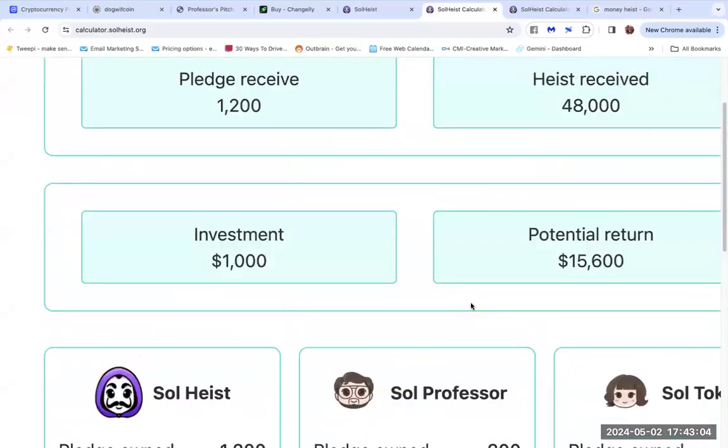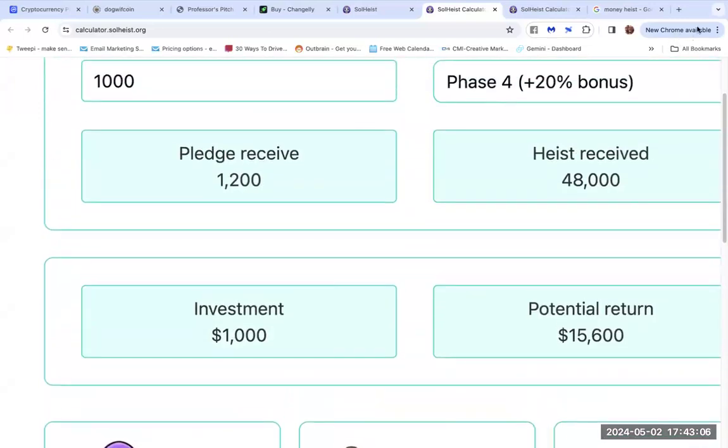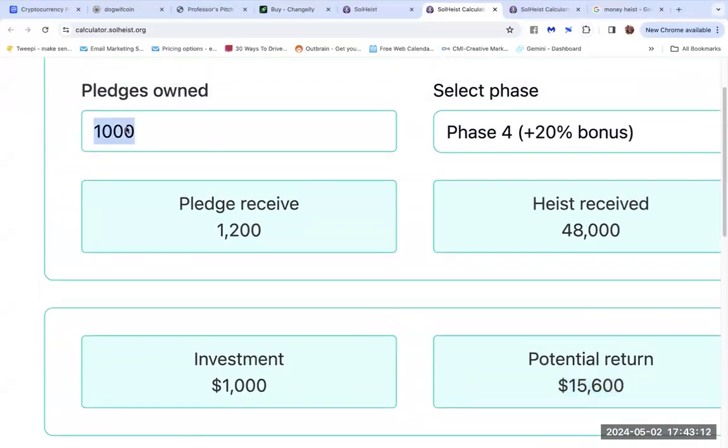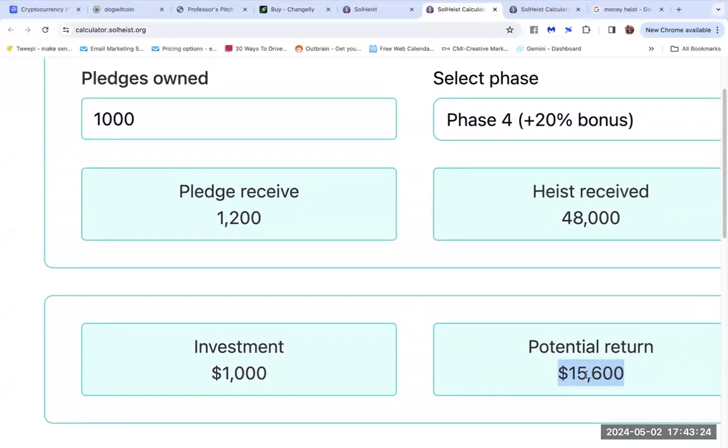That's 20 cents. Your potential value is 15,600. Your 1,000 in pledges with a 20% bonus adds up to 15,600. So you guys might be thinking, what? That's crazy. And you might be thinking, okay, like right away. No, this is actually vested for 2 years and it's gradually released to you every single day.